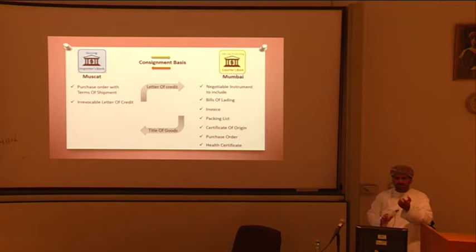Now, the items are under the ownership of whom? The bank. The bank of destination. He has all the items and he has the ownership of the shipment. Now, the shipment is moving with the transportation company. It goes throughout the way until it gets to Oman.